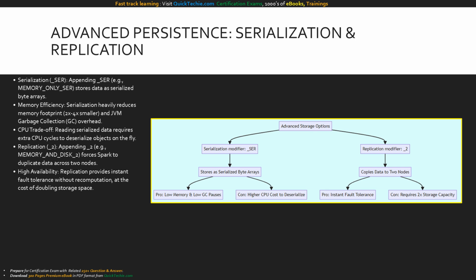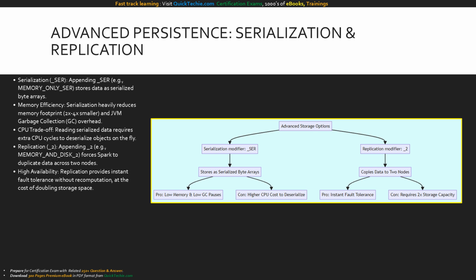To truly elevate yourself to an expert-level Spark tuner, you absolutely must understand serialization and replication modifiers. If you append SER to a storage level, like memory-only SER, Spark shifts from storing raw Java objects to storing the data as tightly packed, serialized byte arrays. This drastically reduces the memory footprint, often shrinking the data by 2x to 4x. More importantly, it significantly lowers garbage collection pressure on the JVM, which is a major source of job slowdowns. The trade-off: you pay a small CPU penalty to deserialize the data when you actually read it.